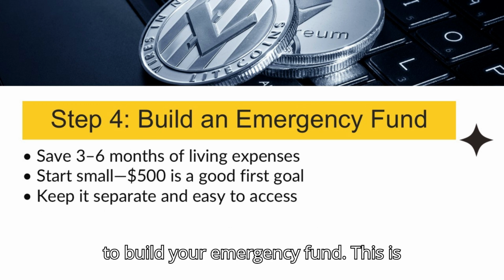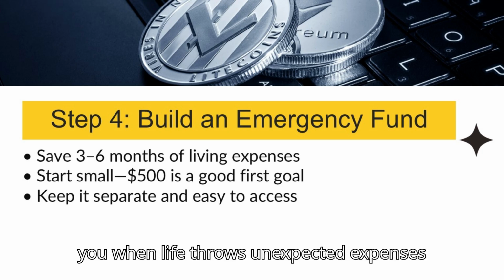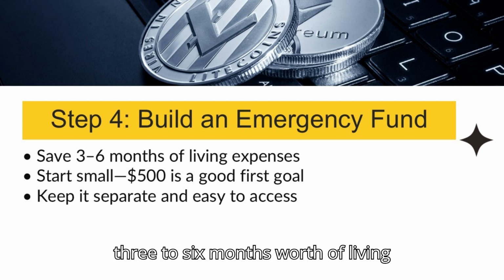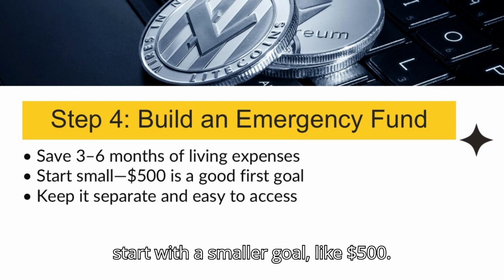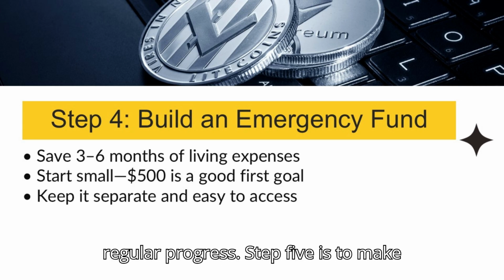Step 4 is to build your emergency fund. This is your financial safety net. It protects you when life throws unexpected expenses your way. Eventually, you'll want to save 3 to 6 months' worth of living expenses. But if that feels overwhelming, start with a smaller goal, like $500. The key is to get started and make regular progress.